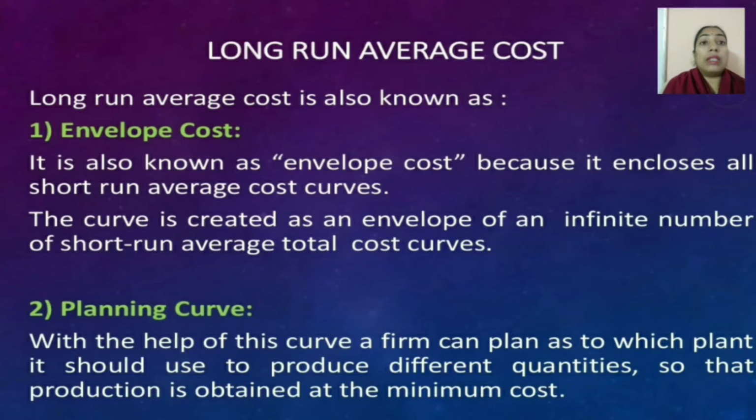And why is it called the planning curve? Because with the help of this curve, the firm can plan how much quantity different plants can produce, so that if they want to minimize their cost and maximize their production, they can easily plan if we know about the long run average cost curve.